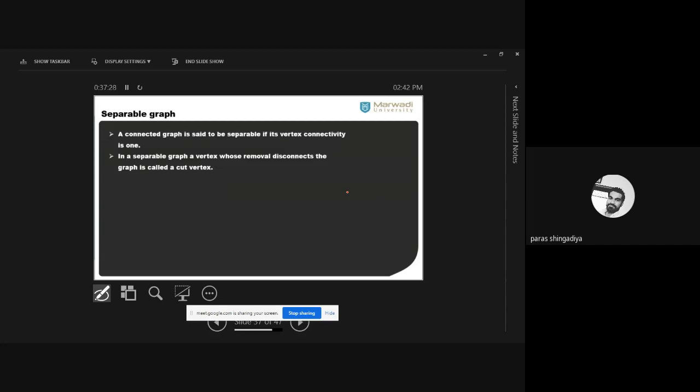Okay, if any graph's vertex connectivity is 1, then that type of graph is known as a separable graph. Okay, so in a separable graph, a vertex whose removal disconnects the graph G is called the cut vertex. It means that if the graph gets disconnected because of this vertex, that vertex is known as a cut vertex. Okay, and let us consider this graph and then we'll discuss the concept of tree.